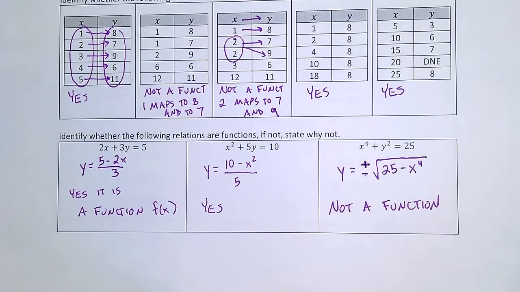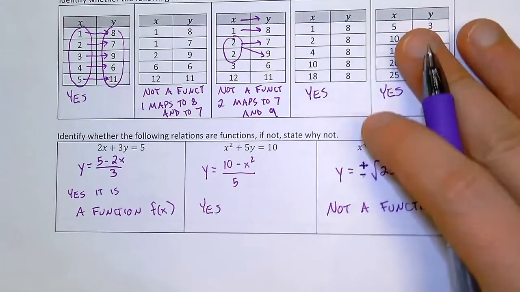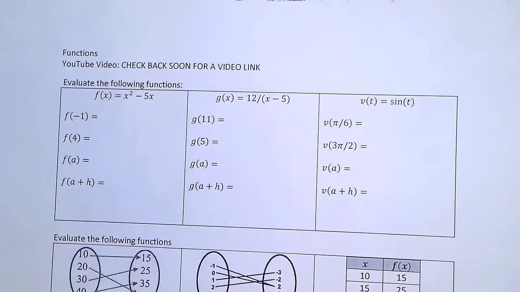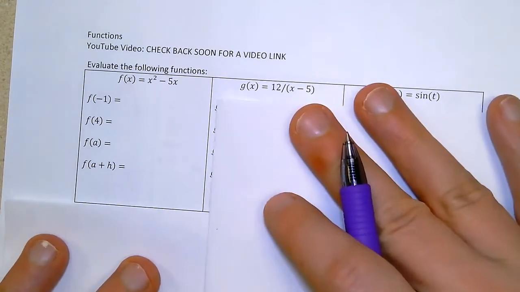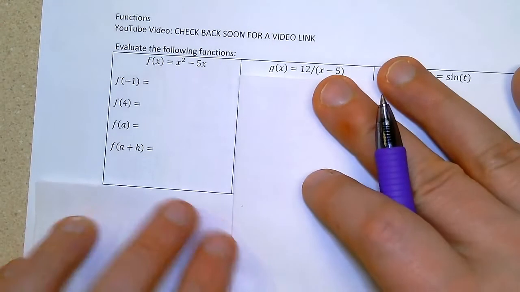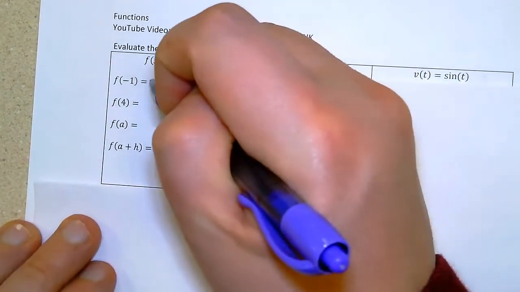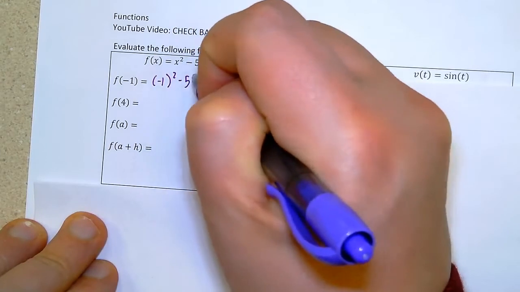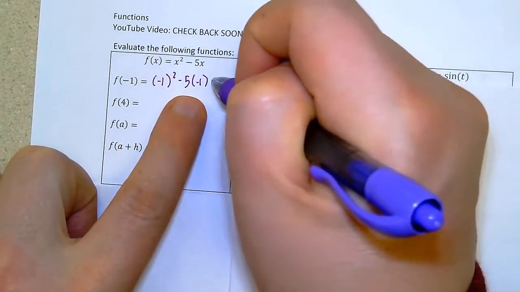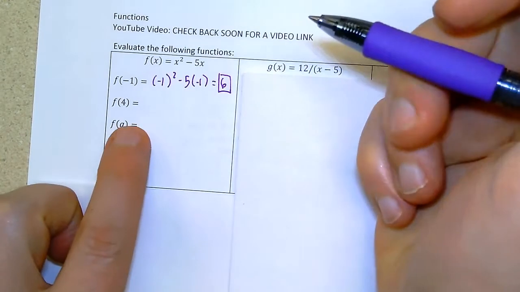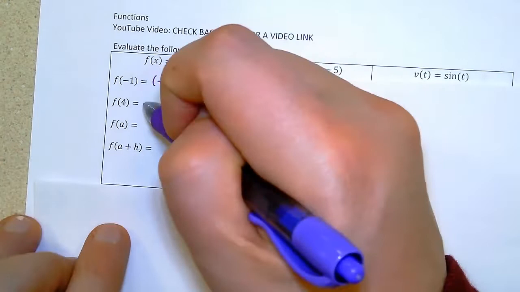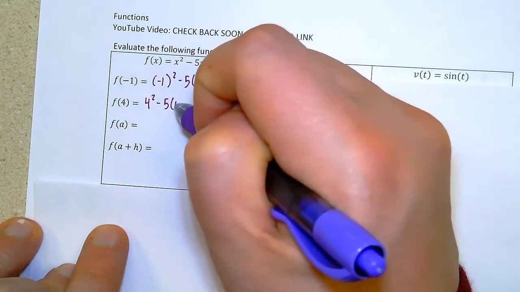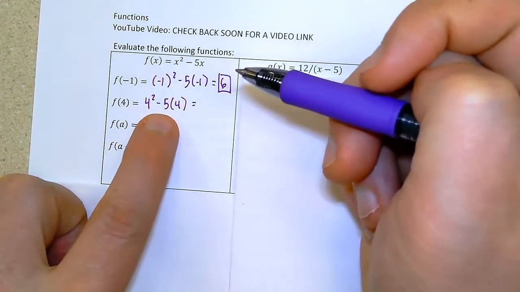All right, let's look at the second part of the notes, and this is evaluating functions. Here we're going to evaluate functions first from an equation, and I've got 3 examples here. F of -1 means we plug -1 into the equation, and we get 1 plus 5 is equal to 6. F of 4 means plug 4 in for all of the x's, and we get 4 squared minus 5 times 4. That's 16 minus 20, which is -4.